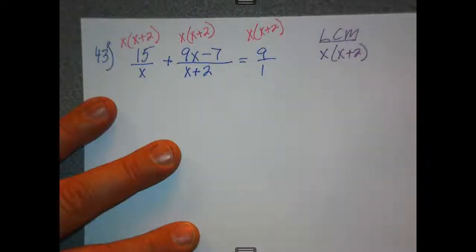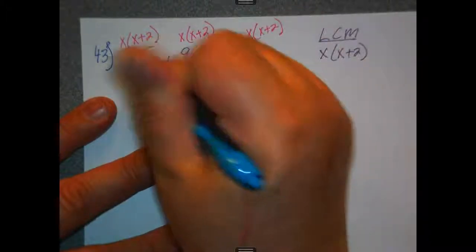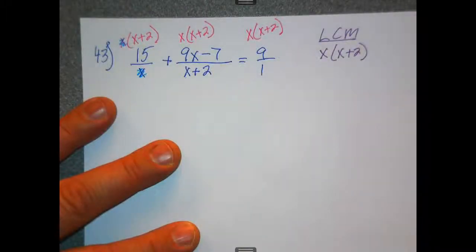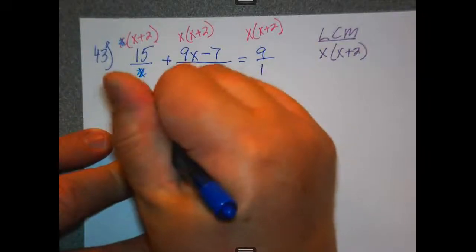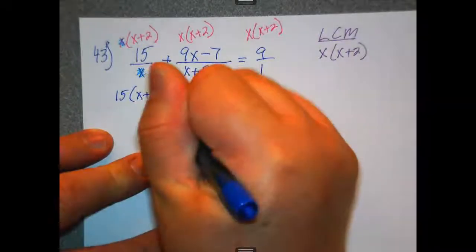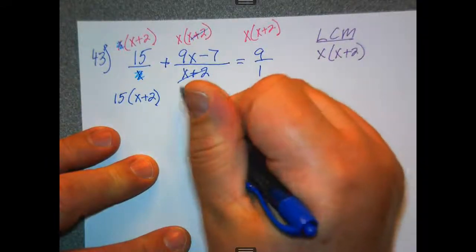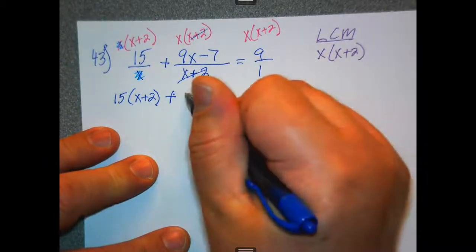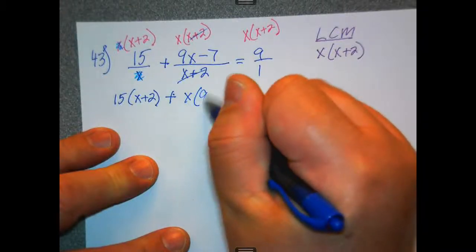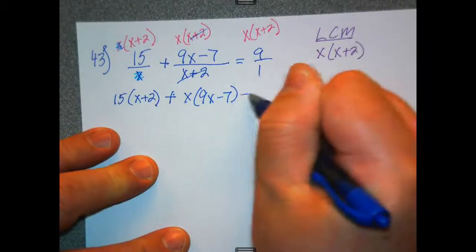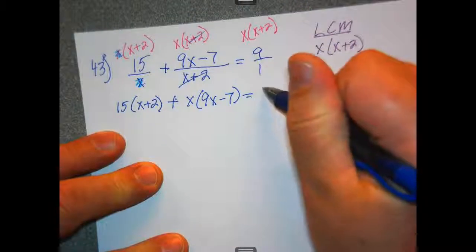Hey, cancel out the X's. So I'm left with 15 times X plus 2. Cancel out the X plus 2's. I get X times 9X minus 7. This I have to multiply by everything.